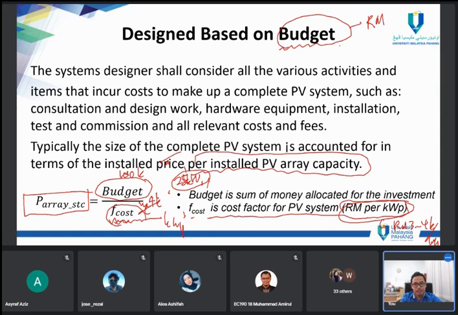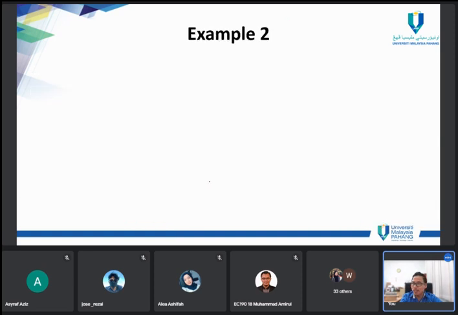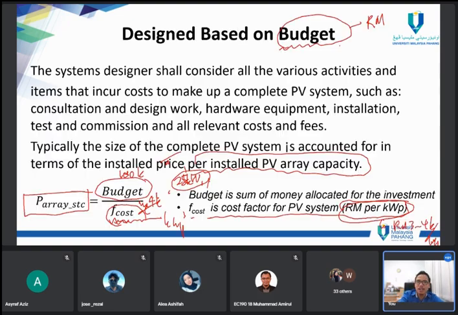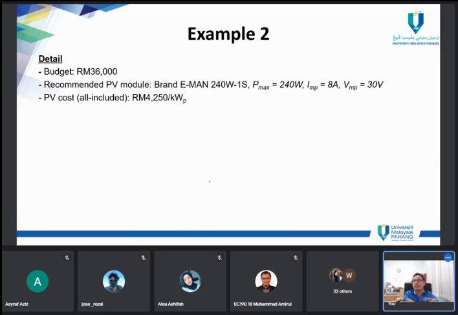Okay, so this is the budget, and let's do some example. Example 1 tak ada. Saya perasan example 1 tak ada. Oh ada. Okay, sorry. Okay, example tu.